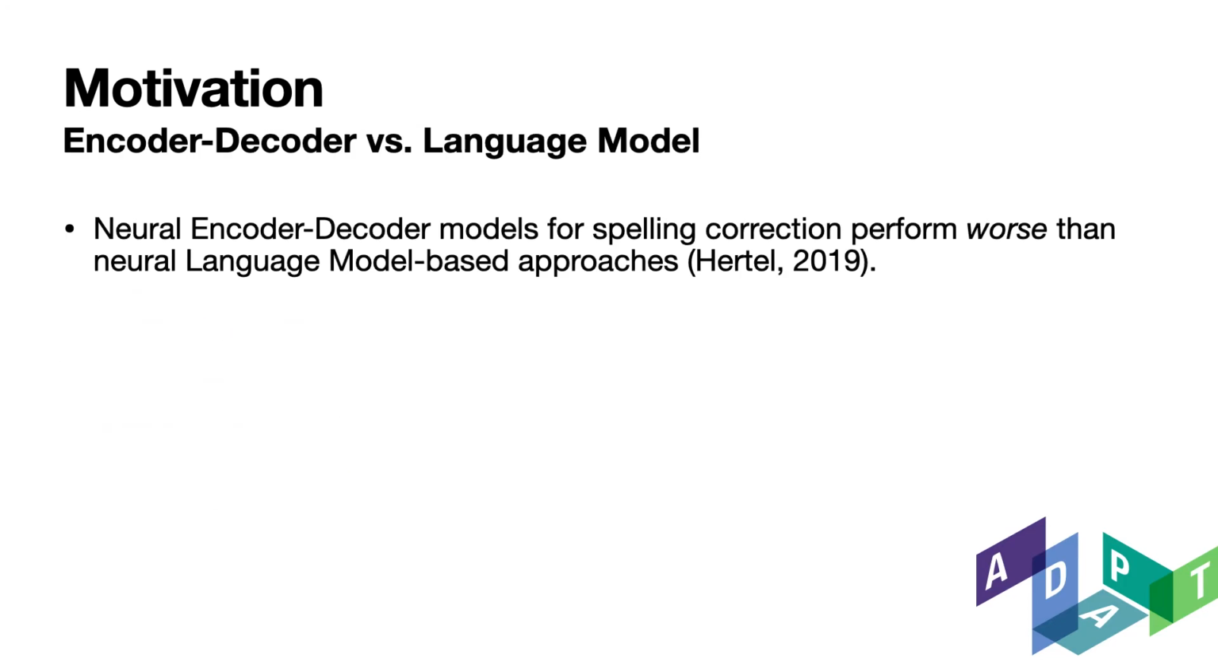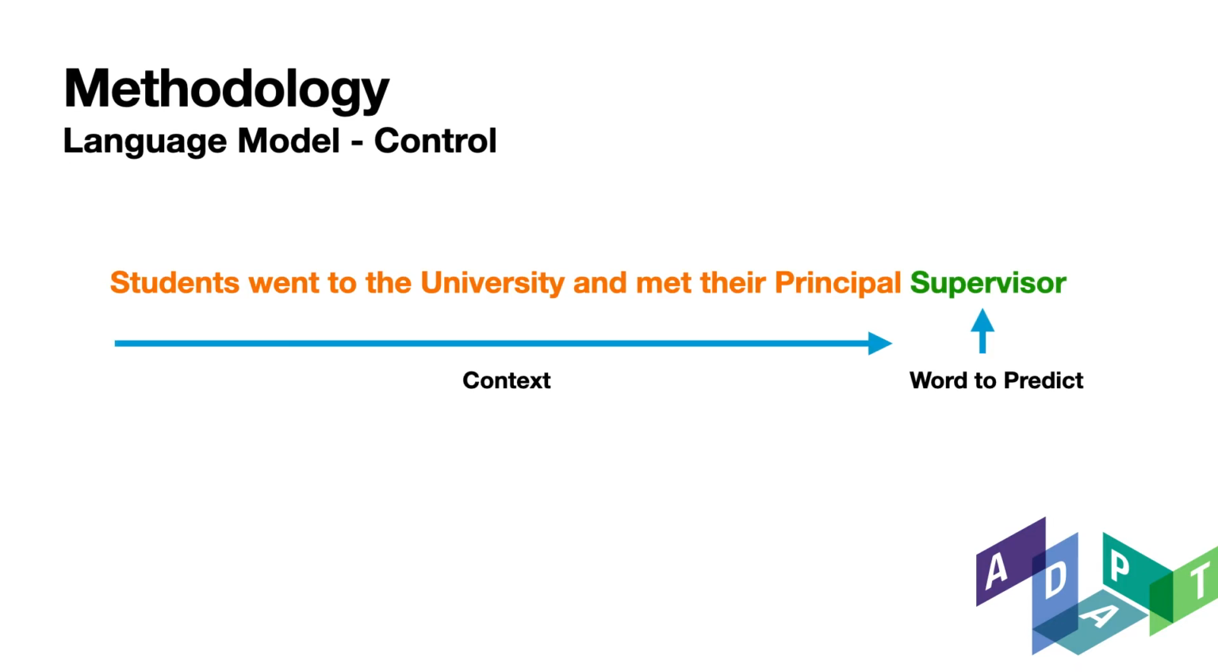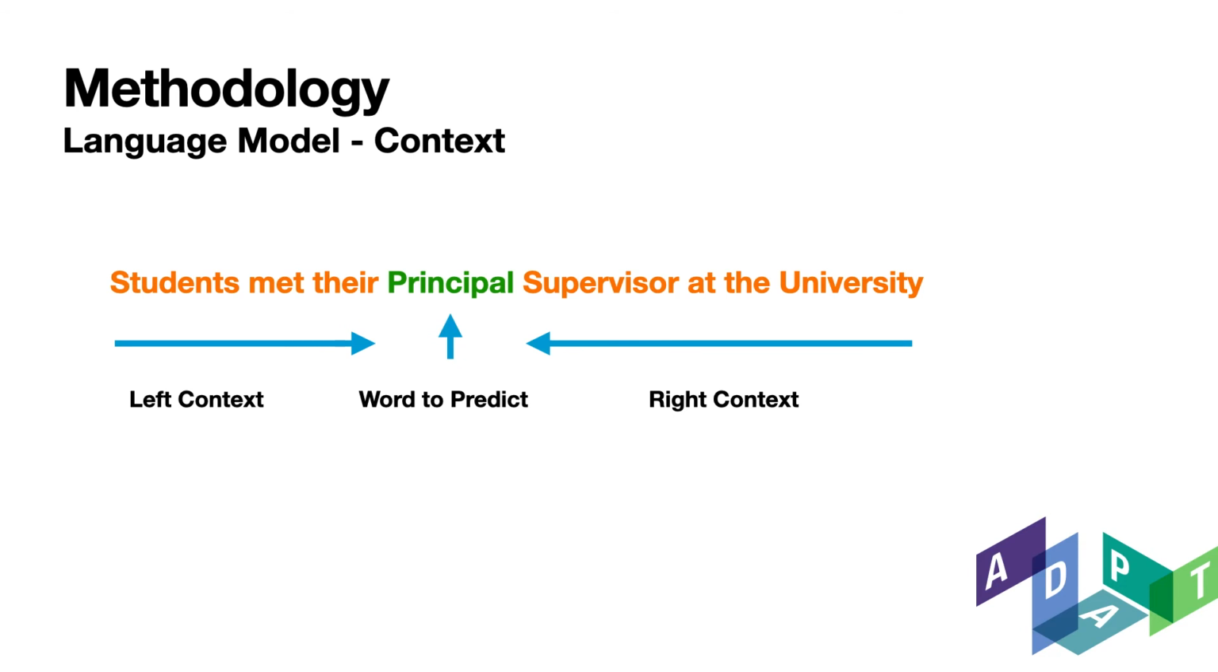In this context, Hertel found that neural encoder-decoder models for spelling correction perform worse than neural language model-based approaches. This makes sense because language modeling offers more control through predicting word by word, given the previous history or context. So we decided to use a language model for our spelling checker. However, we got an issue.